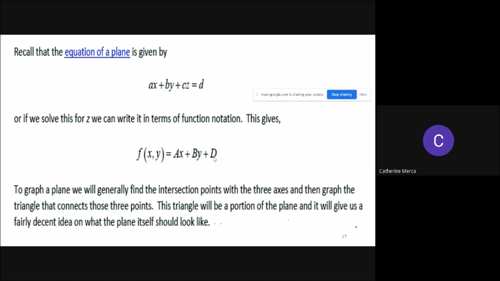Now, to graph a plane, we will generally find the intersection points with the three axes and then graph the triangle that connects those three points. This triangle will be a portion of the plane and will give us a fairly decent idea of what the plane itself should look like. I ask you to watch the video clip on how to sketch a plane, but let us just review that back.